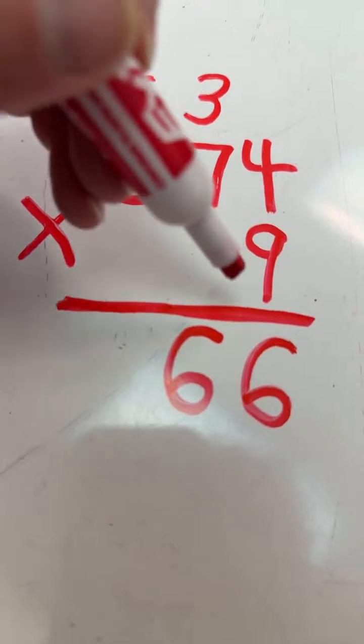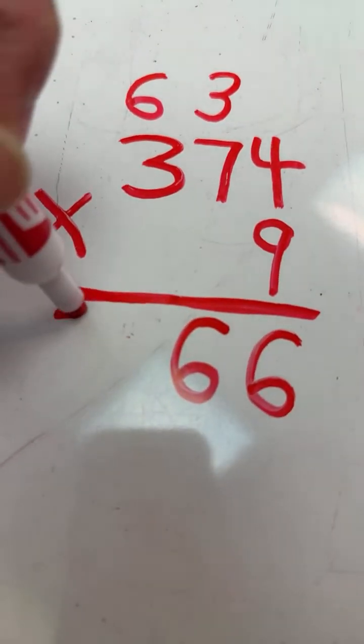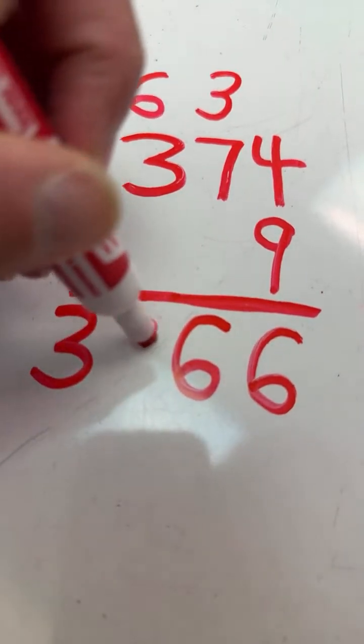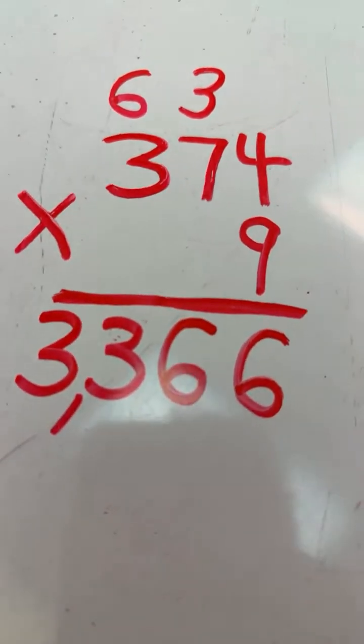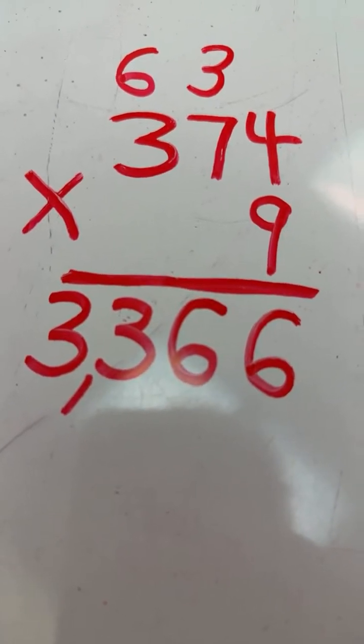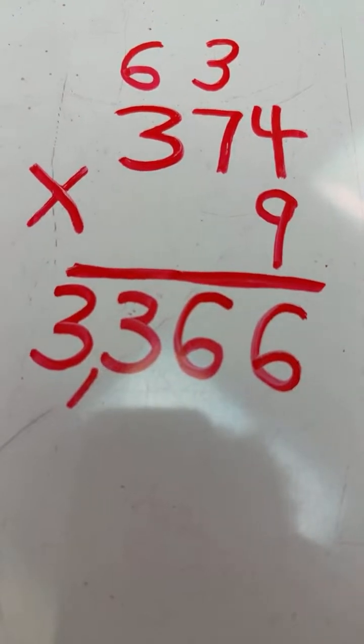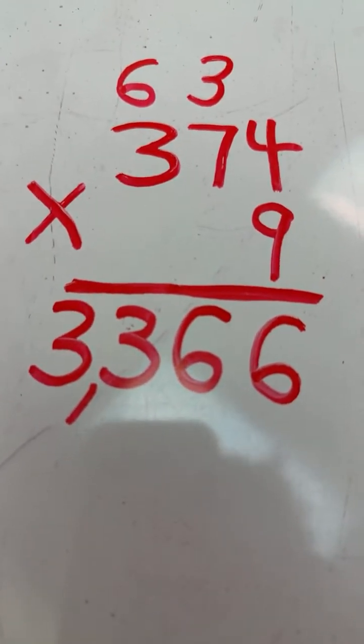3 times 9 equals 27, plus 6 equals 33. Remember to add the number that you carried over. That's very important. And we have our final answer. 374 times 9 equals 3,366. All right, moving on to the next example problem.